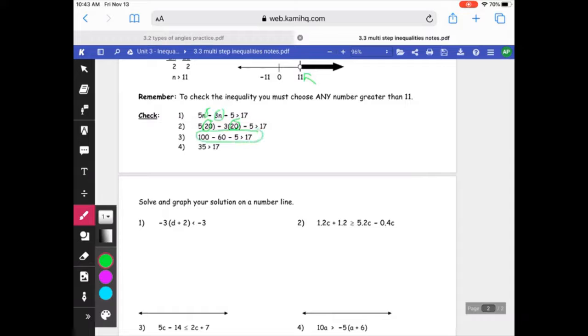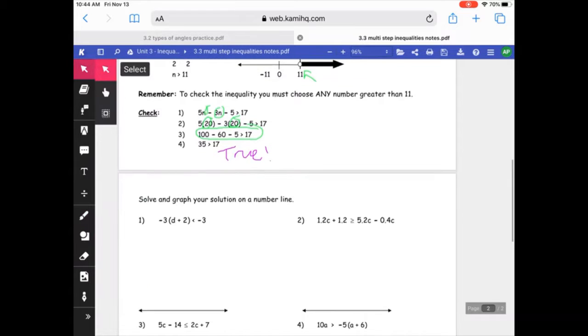And then when I simplify the left here, I'm going to get 35 is greater than 17. Now that's a true statement. Even though they're not the same, this is a true statement. Okay, 35 is greater than 17. So that doesn't mean that we 100% know for a fact that we're correct, but we know that we're probably correct.